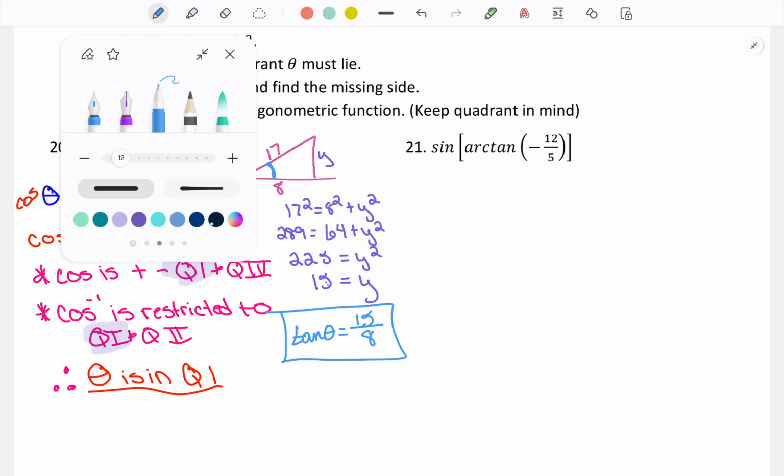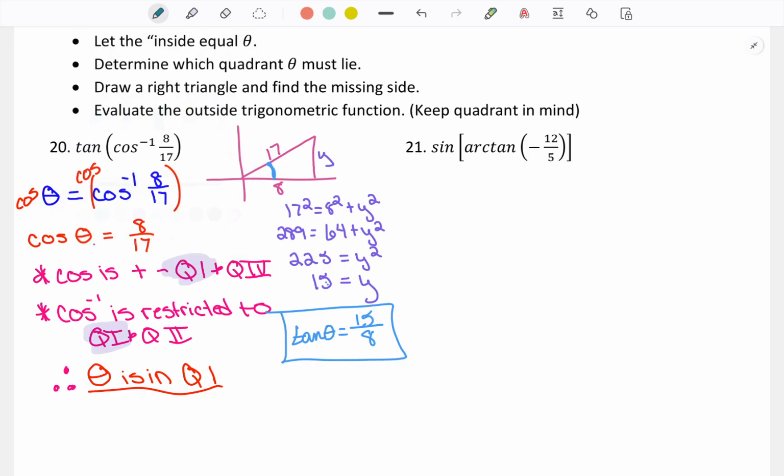So let's go ahead and do this one more time. We have the sine of the arctangent of negative 12 over 5. We're going to let theta equal the inside function again. And then we are going to, of course, take the tangent of each side. So the tangent of theta is going to be negative 12 over 5.